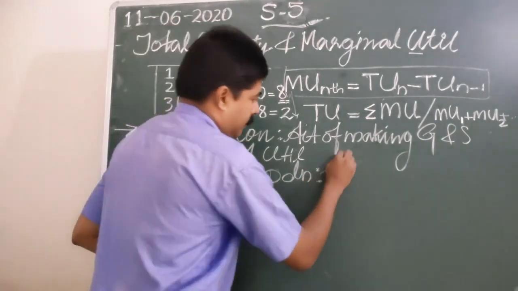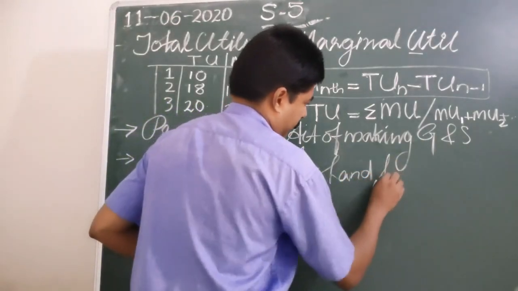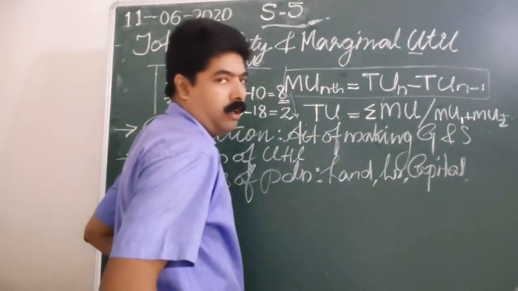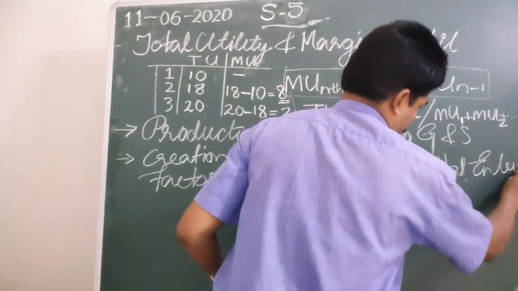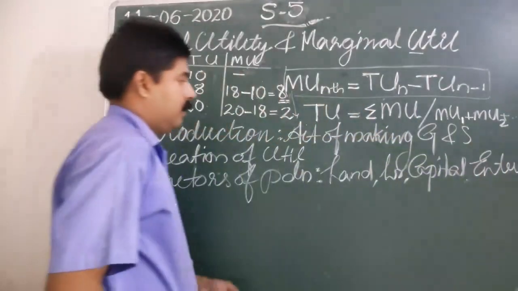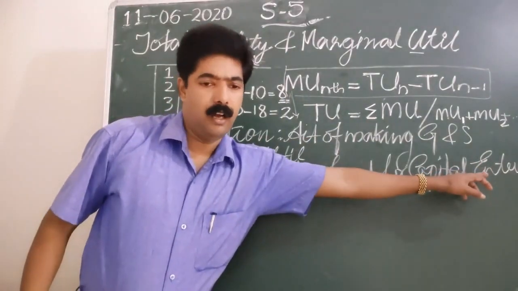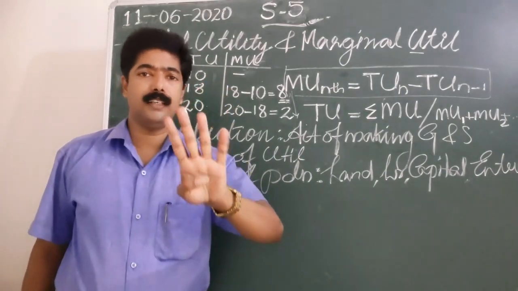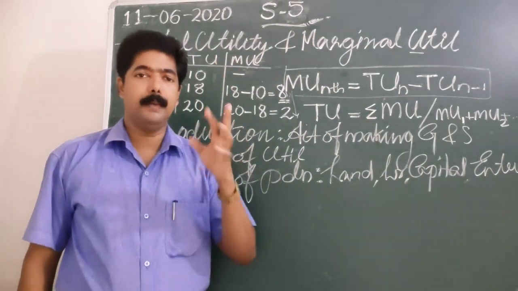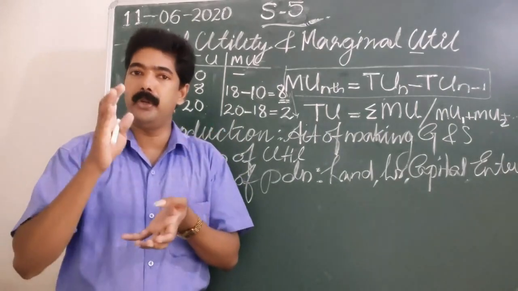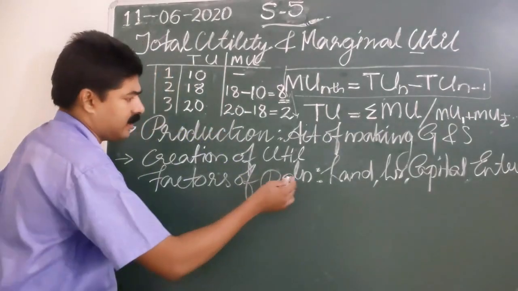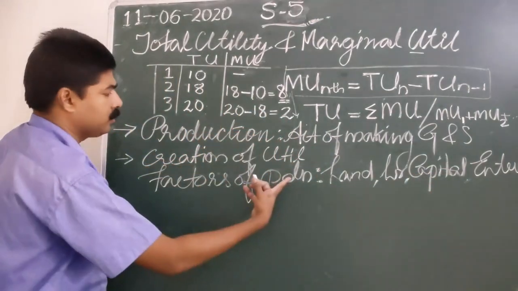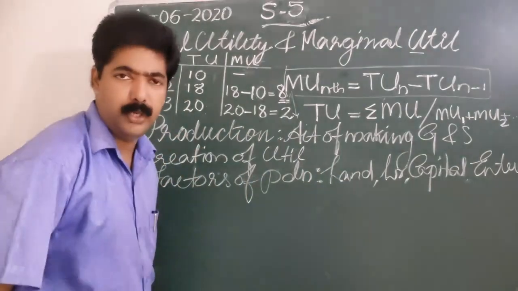So you can write: land, labor, capital and entrepreneur. These are the four factors of production. These are the four inputs that a particular producer uses to produce one commodity. So production is always based on these factors of production. Without the use of factors of production, no one can produce.